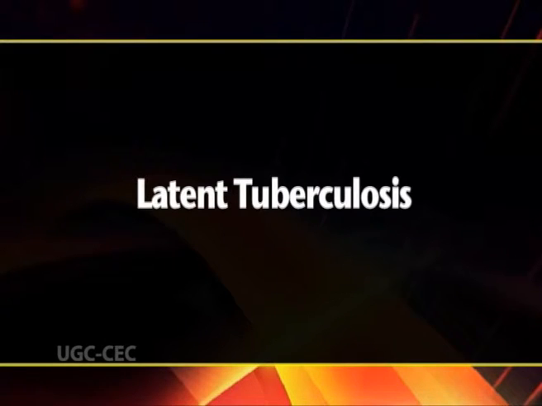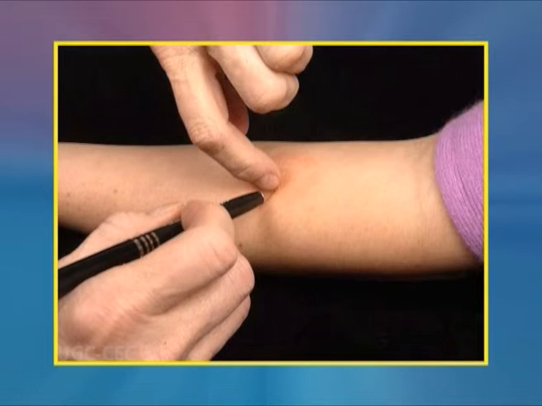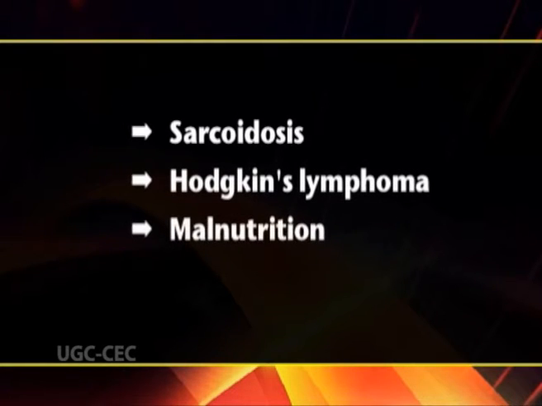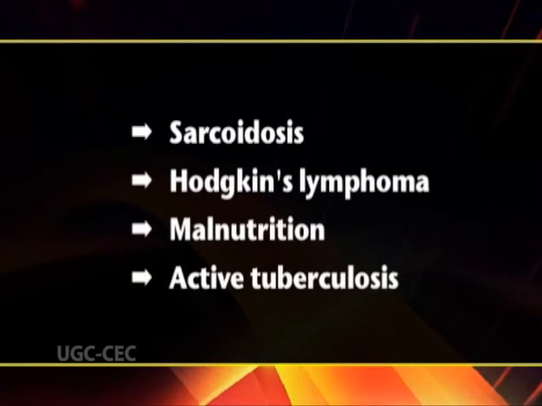Latent tuberculosis, in which the Mantoux tuberculin skin test is often used to screen people at high risk for TB. Those who have been previously immunized may have a false positive test result. The test may be falsely negative in those with sarcoidosis, Hodgkin's lymphoma, malnutrition, and most notably active tuberculosis.